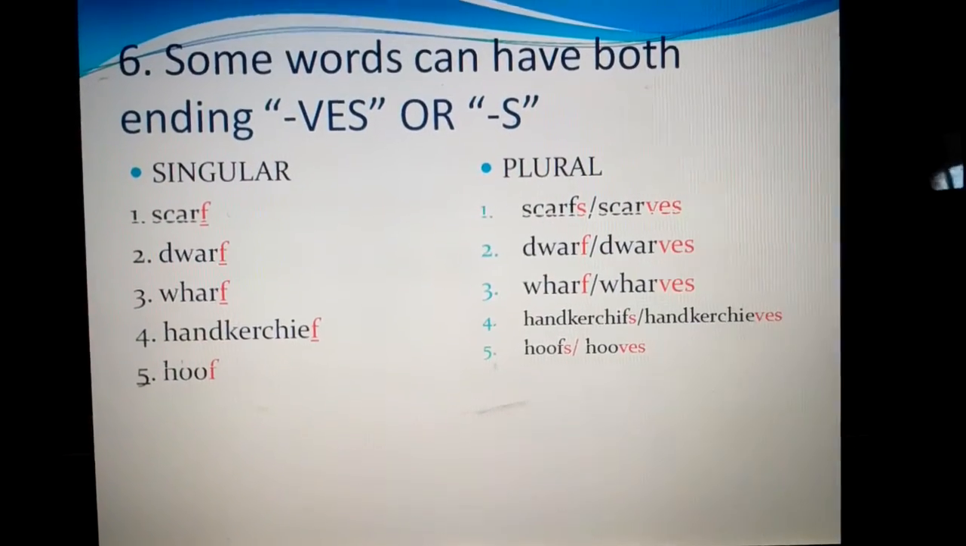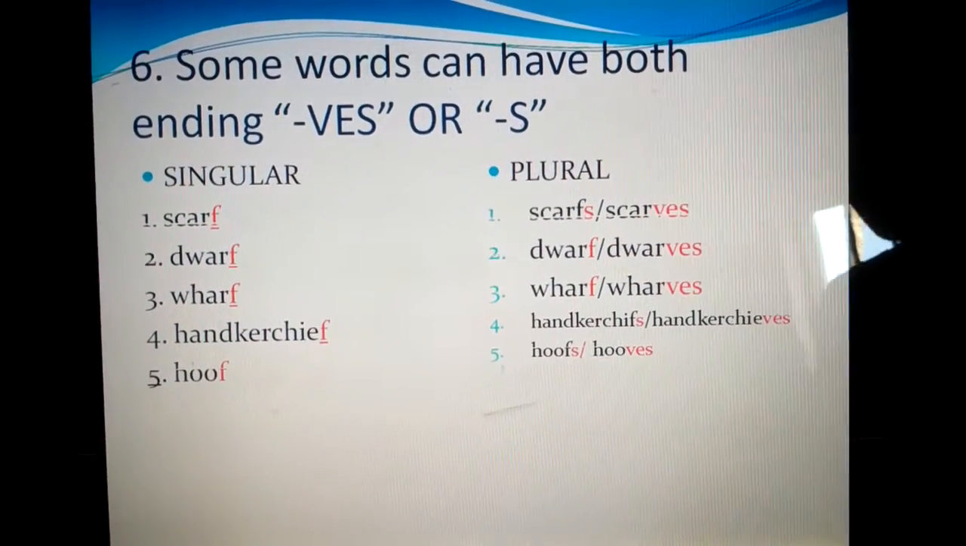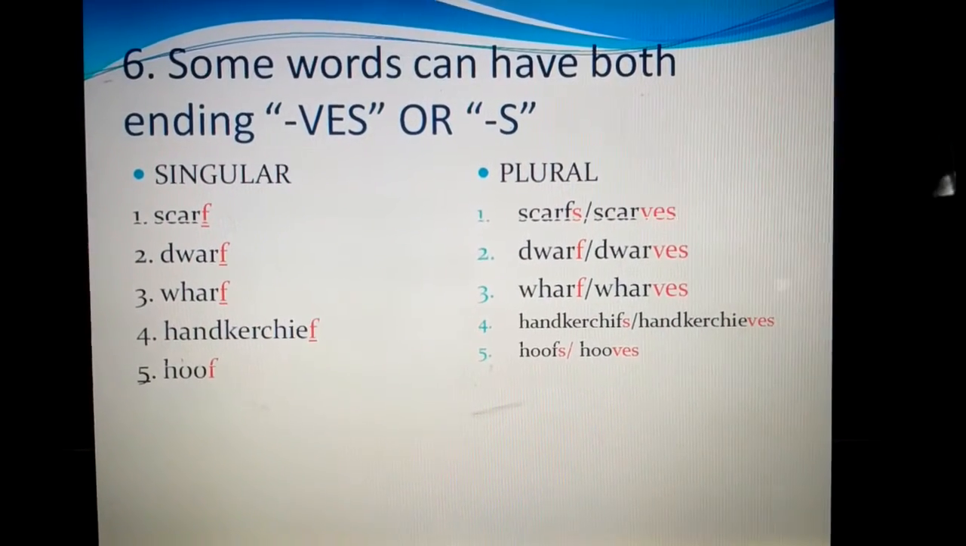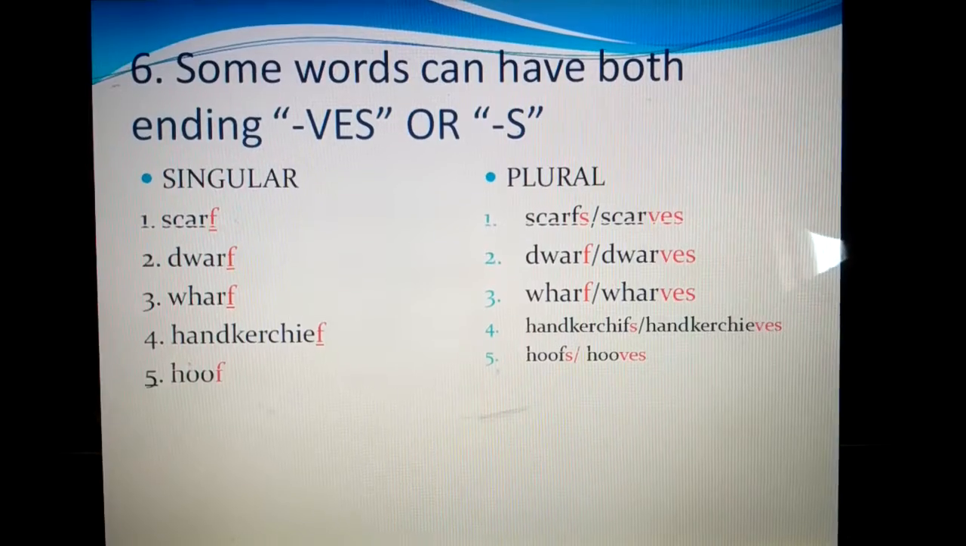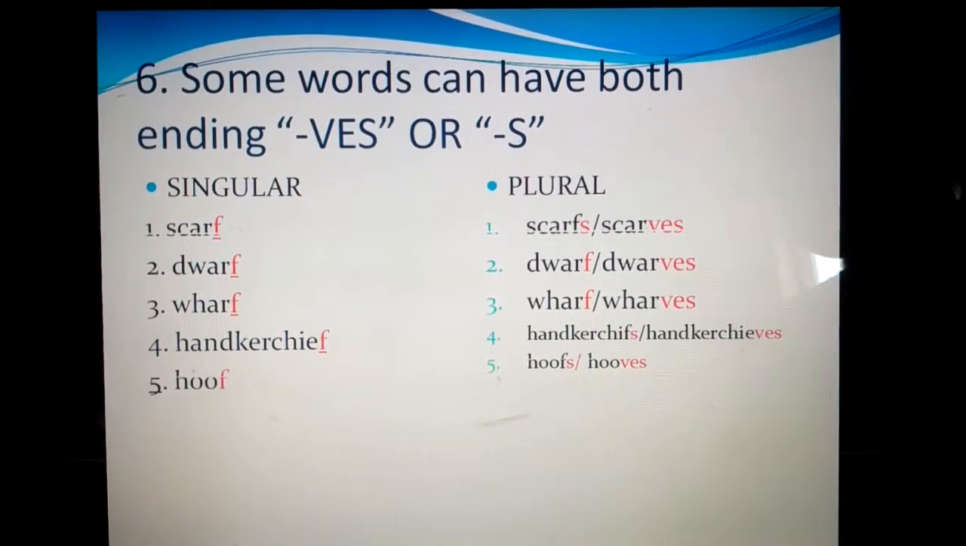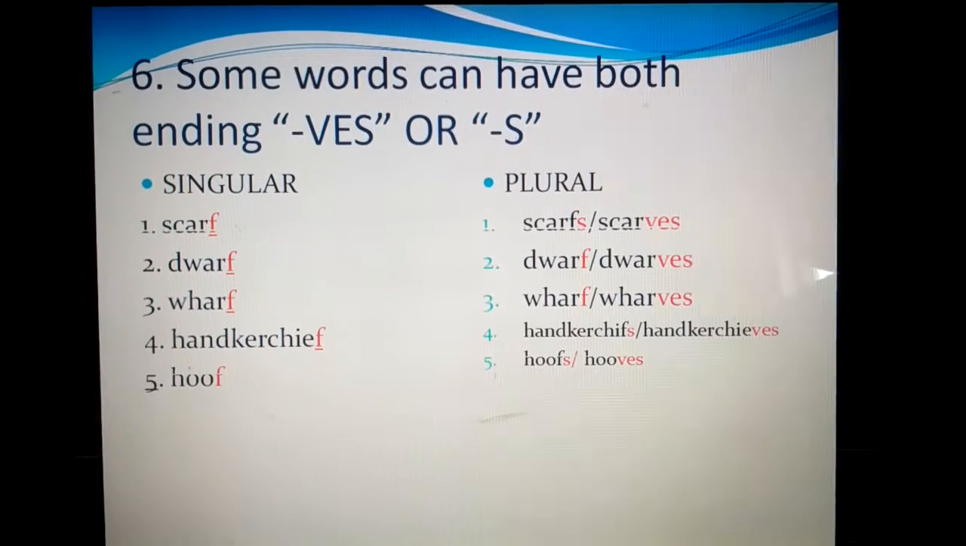At home you have to find other nouns of the same category. Okay. After learning these rules, then point number 6. Some words can have both endings, ves or s. Look at there.